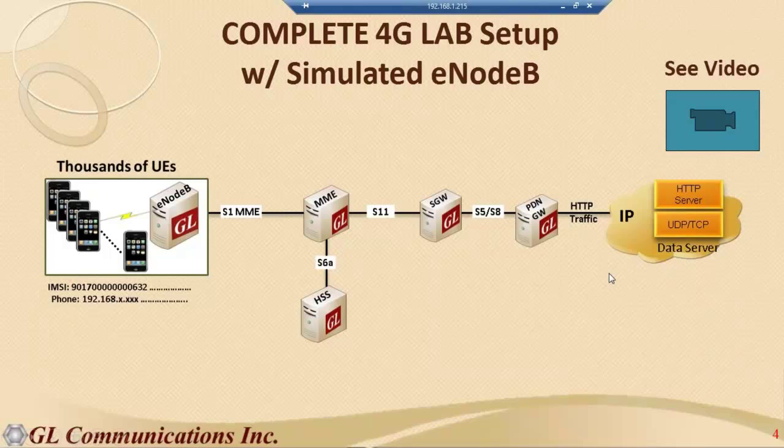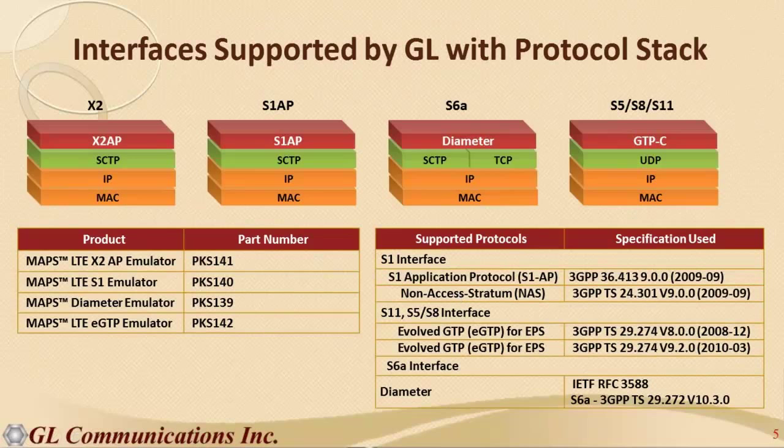So this is a simple video which shows how this can be achieved. Now we'll go through the rest of the presentation, which focuses mainly on the different flexibility of our applications. So these are the interfaces supported by GL with the protocol stacks, where we are supporting X2AP, S1AP, S6A, and on the EGTP side it will be S5, S8 and S11 interfaces. So here are the specifications used for developing these protocol stacks.